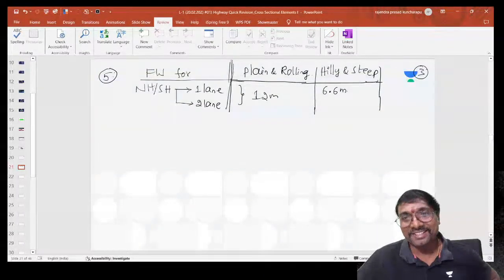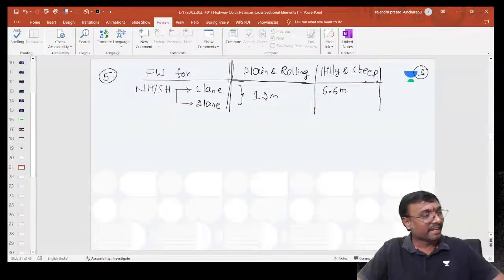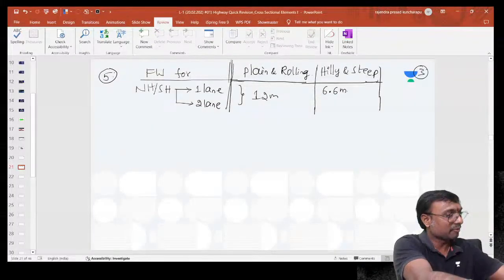Right. So what about hilly and steep terrain? Tell me. In case of hilly and steep terrain, it is 6.6 meters for single lane, and for two lane, how much will it be? Anyone? Anyone remembered the formation width values or not?